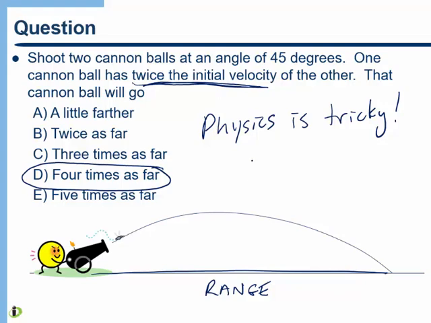In other words, what we want to prove is that the range of the projectile is directly proportional to the initial velocity squared. So if we double the initial velocity, then the range is 4 times as far. Or if we triple the initial velocity, the range would be that squared, or 9 times as far. So that's what we'd like to show.